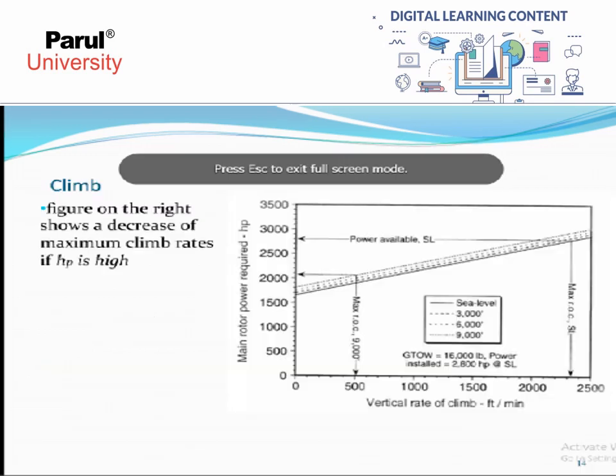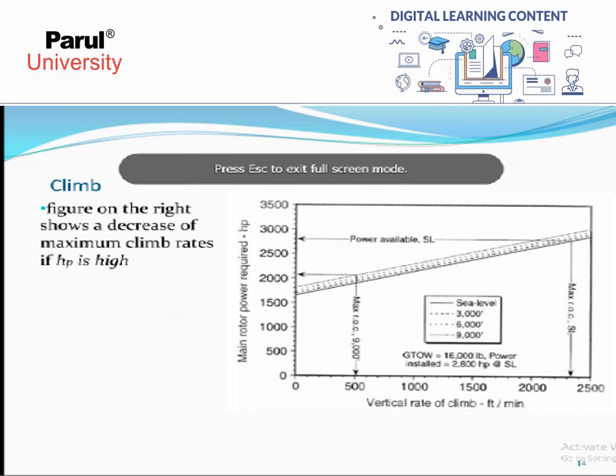Now it is the climb slide. Here the figure on the right shows a decrease of maximum climb rate if HP is high. The y-axis represents the main rotor power required in HP and the x-axis represents the vertical rate of climb in feet per minute.